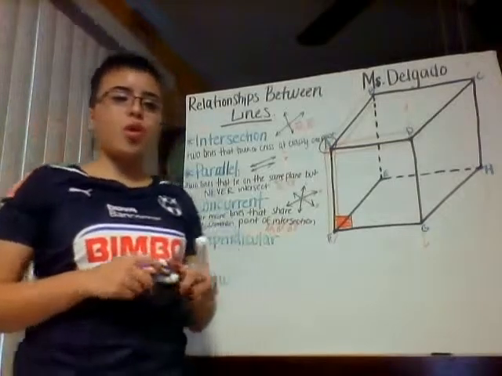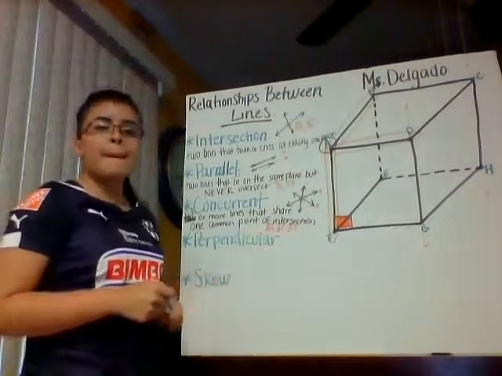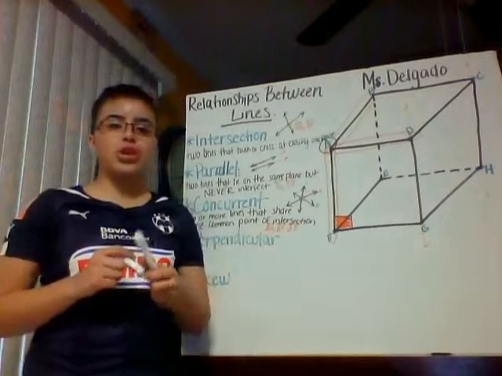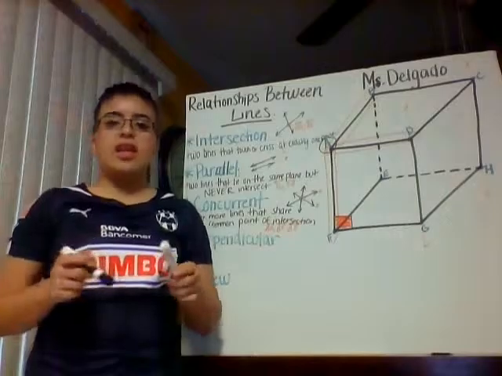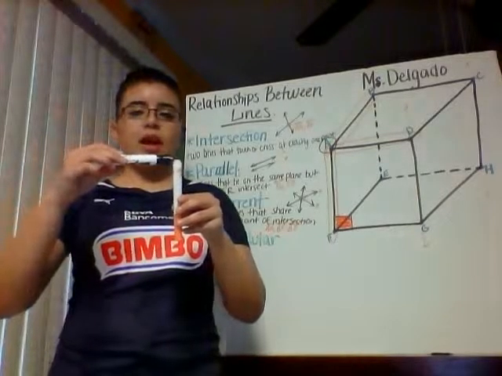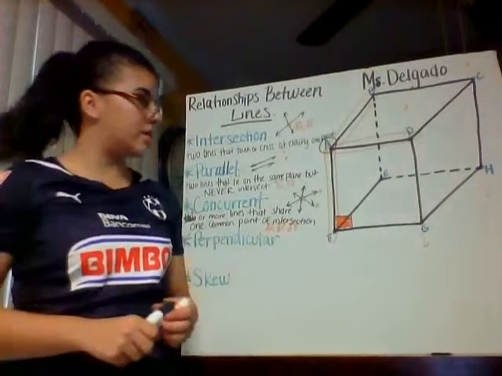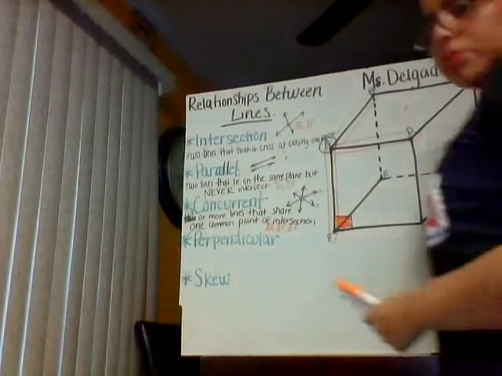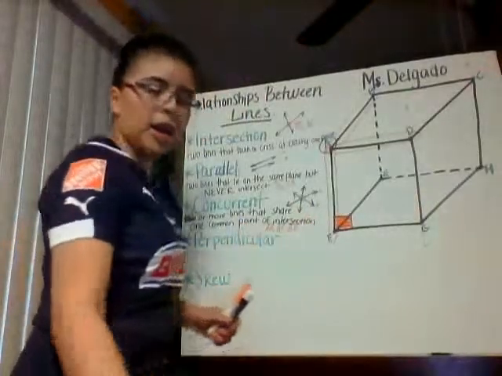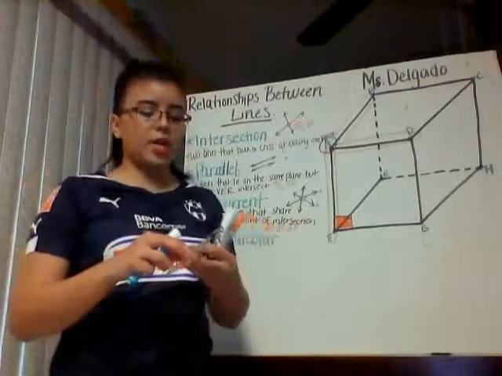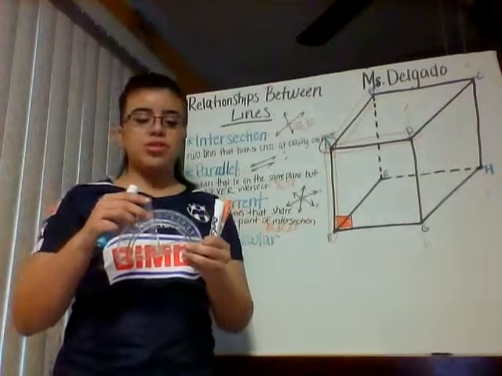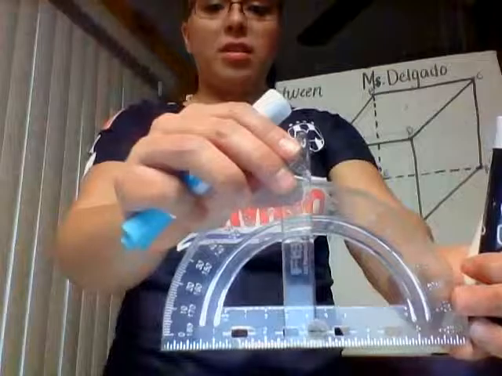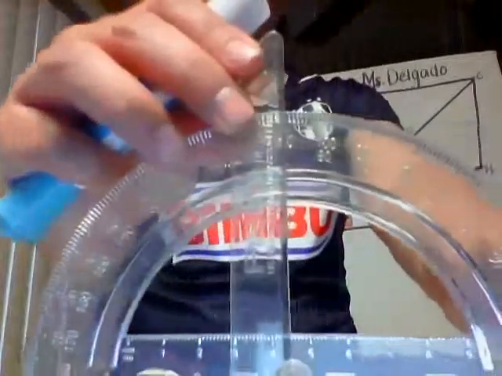Let's go to our fourth type of relationship, which are perpendicular lines. Perpendicular lines are two intersecting lines that form a right angle. Who can tell me what a right angle is? I have my protractor. A right angle is an angle that measures exactly 90 degrees. I don't know if you can see it.